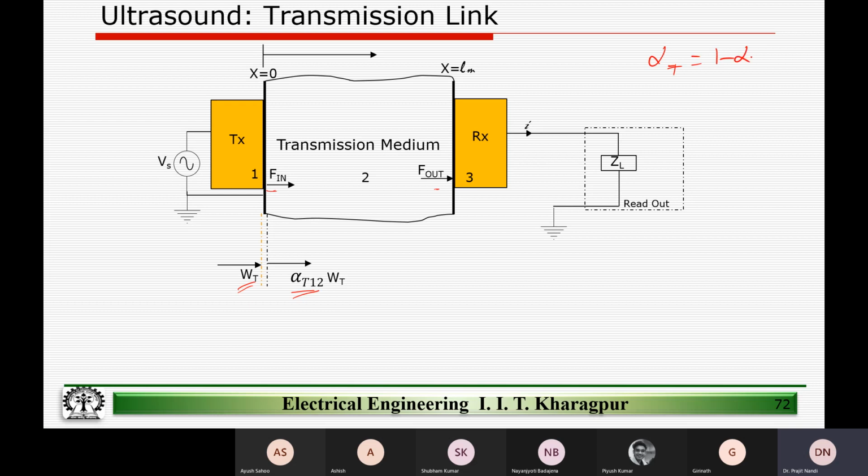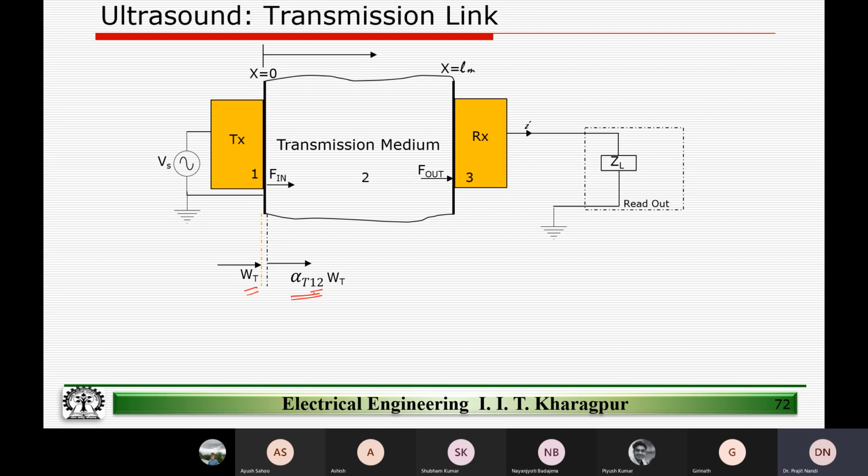If you remember, we derived alpha t, and we said that this is 1 minus alpha r, and we had written that this was 4 R1 times R2 divided by (R1 plus R2) whole squared. We derived all that when we looked at the wave equations, and if you want, you can refer back to the previous slides. But the point is, the power incident at this interface, given by the crystal as WT, is not going to enter the medium in full, but is going to be multiplied by a transmission coefficient alpha T12.